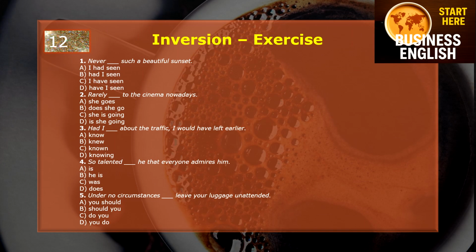And here we go with the inversion exercise. Never: I had seen, or had I seen, or I have seen, or have I seen such a beautiful sunset. Next one. Rarely: she goes, or does she go, or she's going, or is she going to the cinema nowadays.